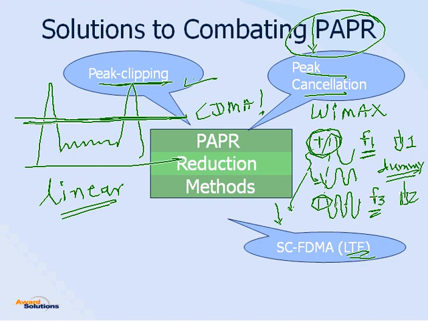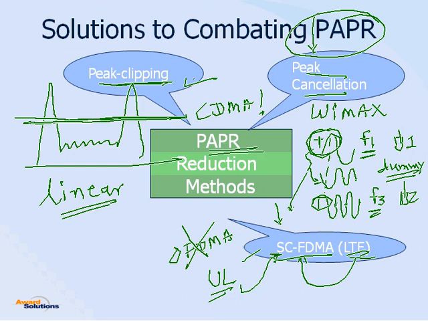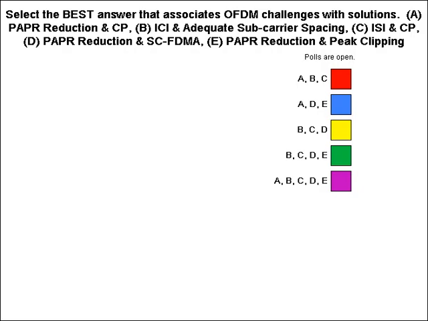But LTE has chosen to use another approach, which is SC-FDMA. So basically, in the uplink, instead of using pure OFDMA, we will use SC-FDMA. Okay, that is the main idea, and how SC-FDMA works, we will see a little later. So if you want to reduce peak to average power ratio, peak clipping, peak cancellation, and SC-FDMA are the example techniques. Time for me to ask you a question.